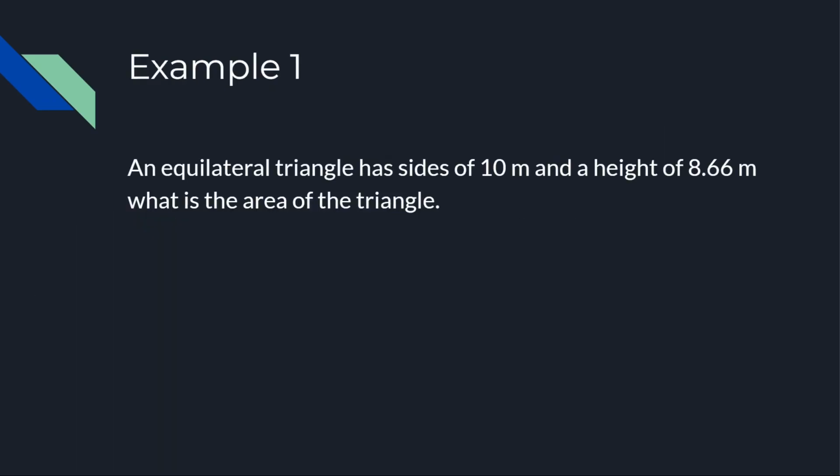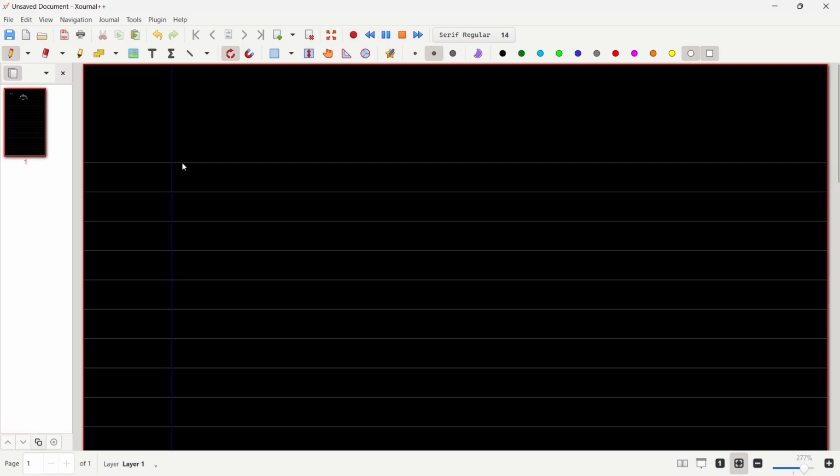Let's look at this example. We're going to find the area of an equilateral triangle that has sides of 10 meters and a height of 8.66 meters. Now we're going to use both the formula that we know and the formula that we just learned, so that you can see both of them produce the exact same areas. Let's start solving the problem. The first thing we want to do is draw a sketch of the diagram.